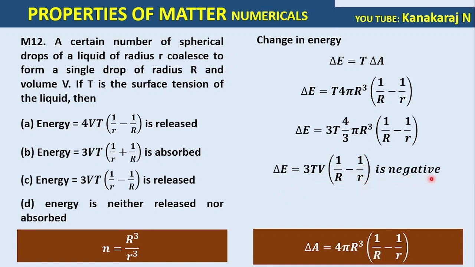It is a negative quantity, because capital R is a bigger value, so 1 by capital R is a smaller value. The small r is a smaller value, so 1 upon small r becomes a bigger value. A small value minus a bigger value is a negative value. From this negative sign, we understand that del E equals 3TV multiplied by 1 upon R minus 1 upon capital R is released. The energy is released.